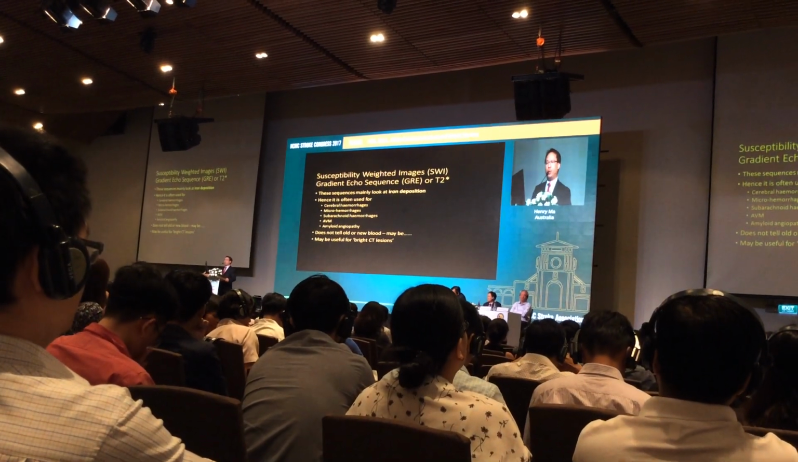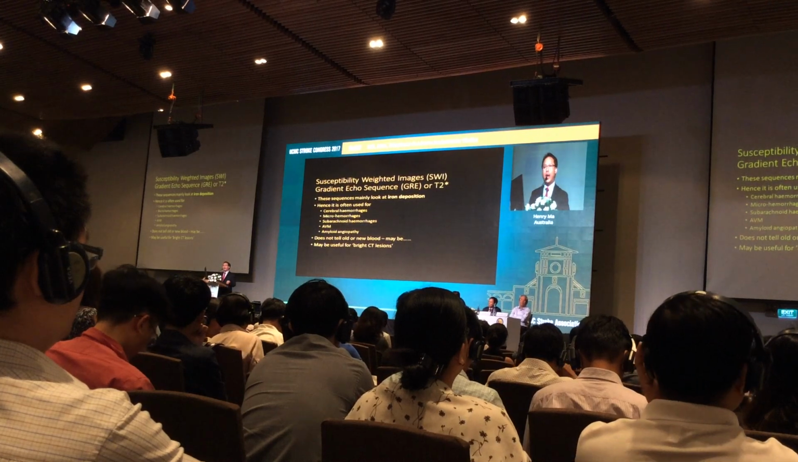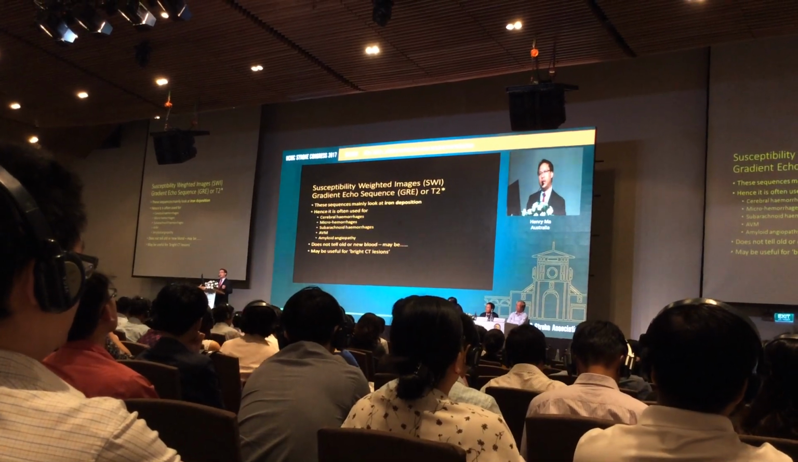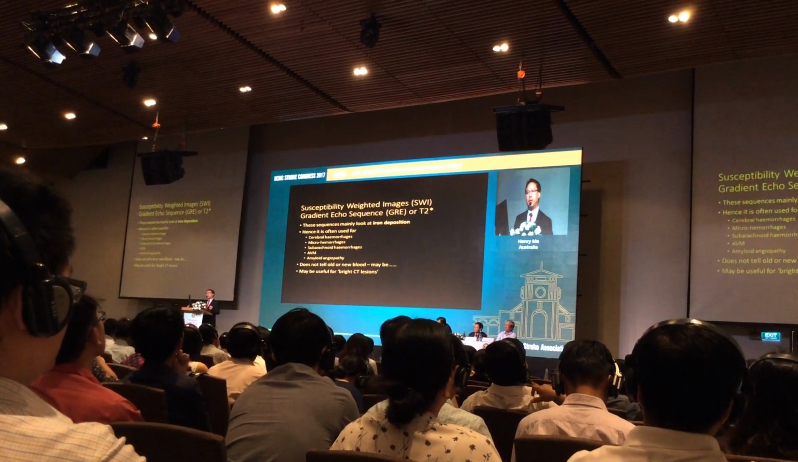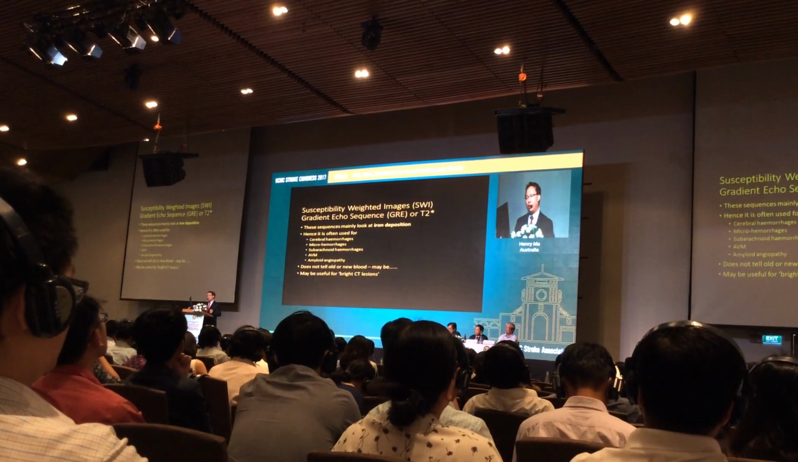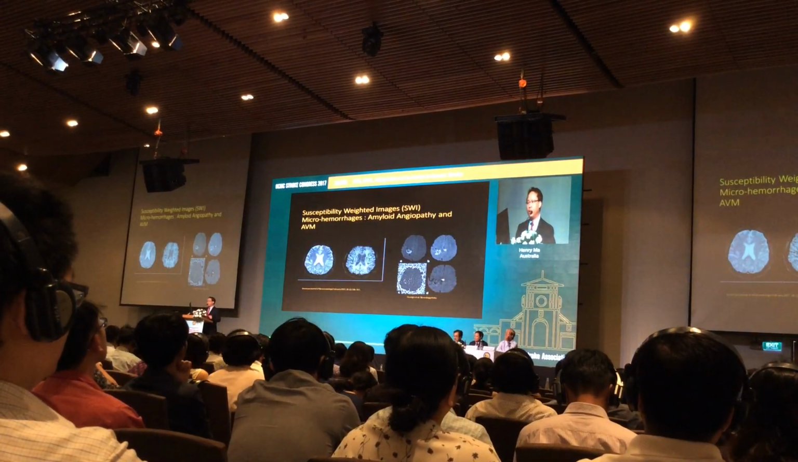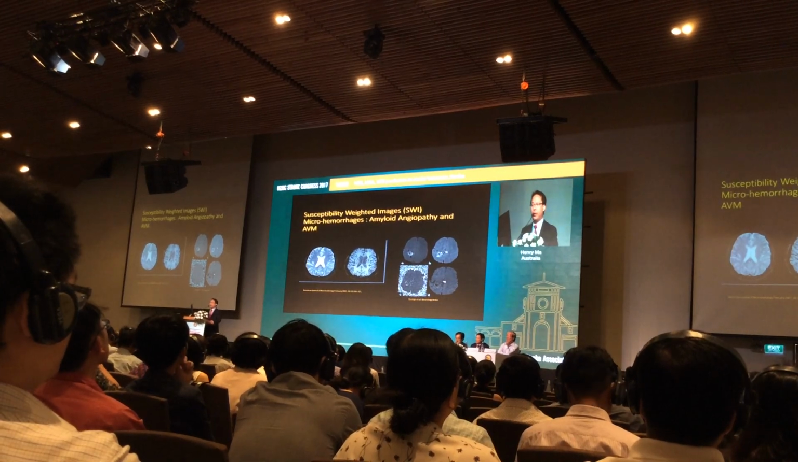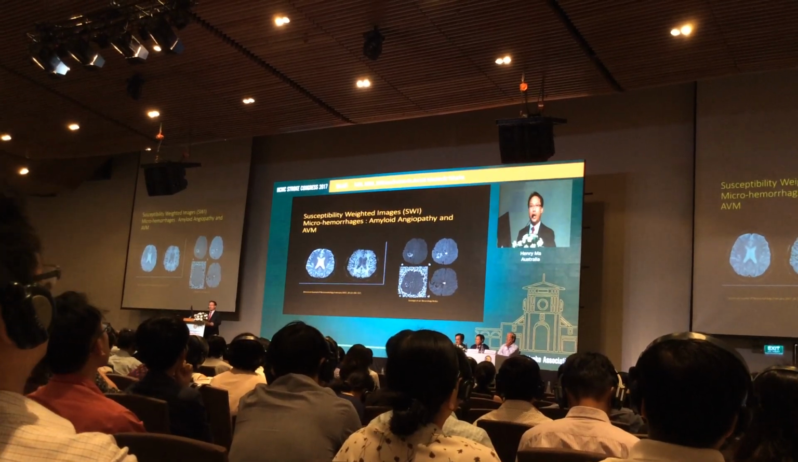But it's very useful if you've got a CT scan with a bright calcified dot. You want to see if that's actually, in fact, calcium or blood. The SWI or GRE will help you. So this is a very classical microhemorrhage with amyloid angiopathy.